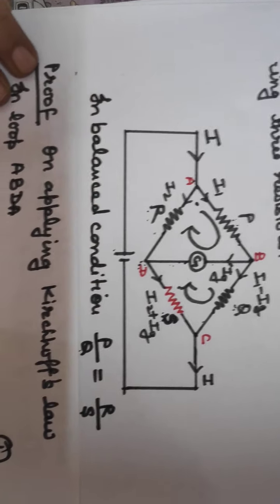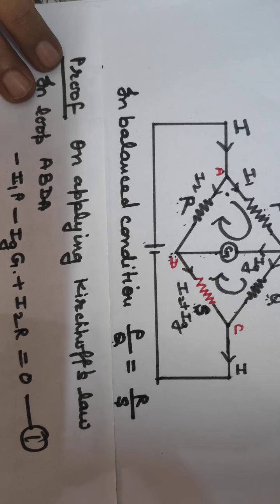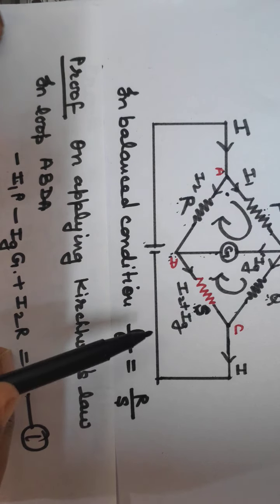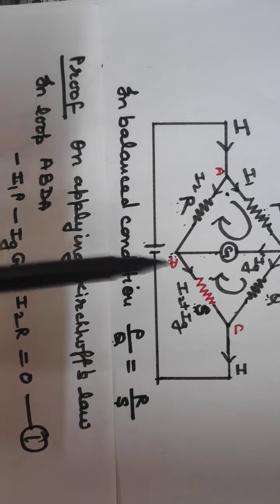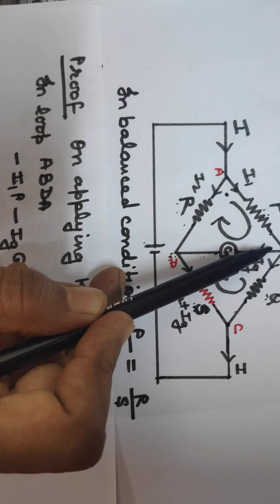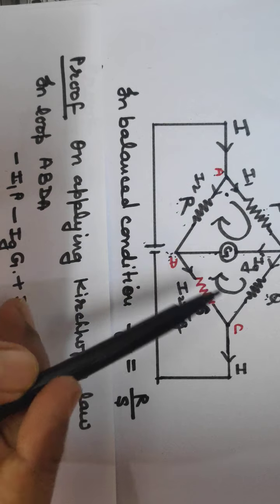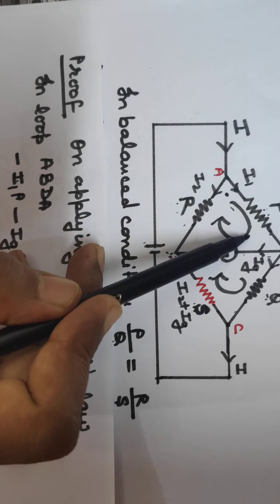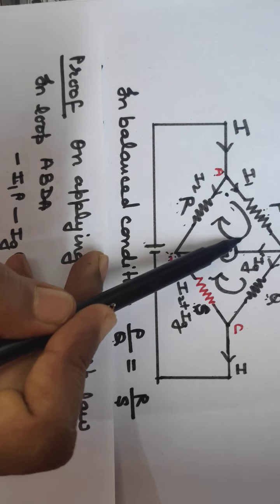Now let us discuss the proof of this. How can we prove this? For this we apply Kirchhoff's law. On applying Kirchhoff's law in loop A, B, D, A, the direction of our movement we take clockwise.